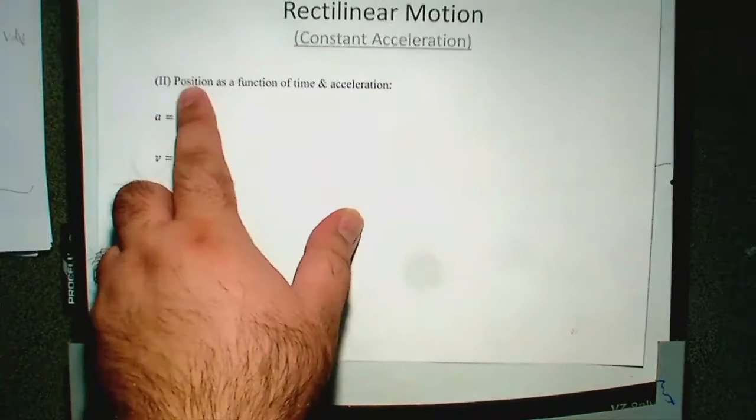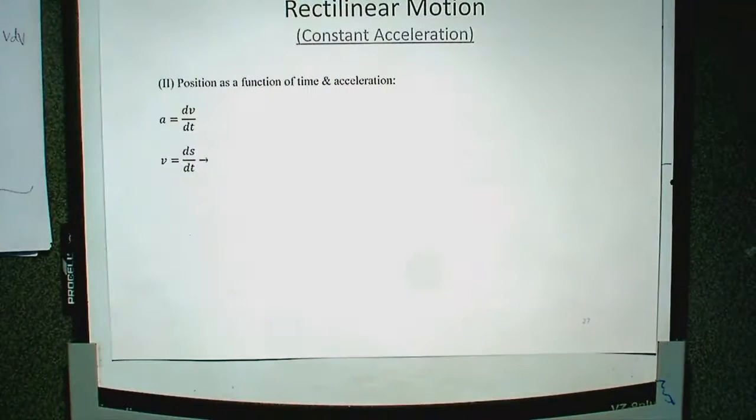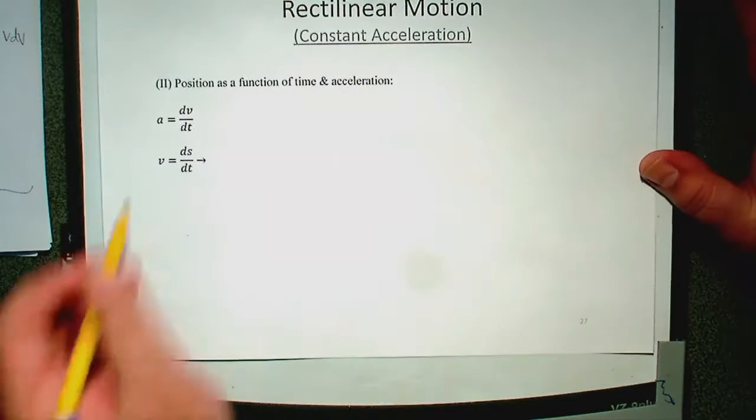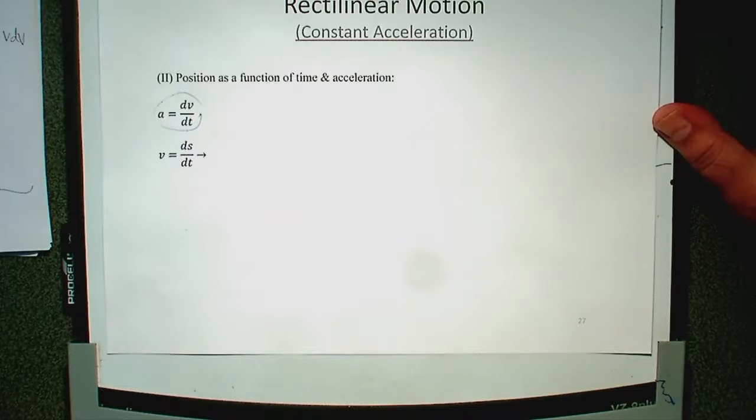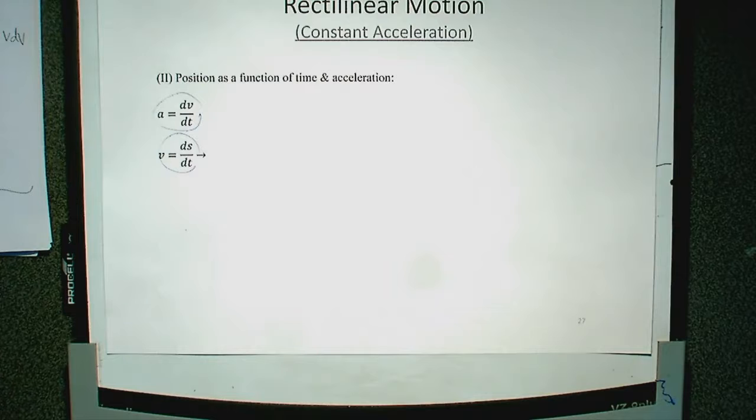The second formula: the position as a function of time and acceleration. This comes directly from the definition of acceleration. Yes, we had it in previous slides. This comes from the definition of the velocity vector in a scalar form, which is speed. Yes?